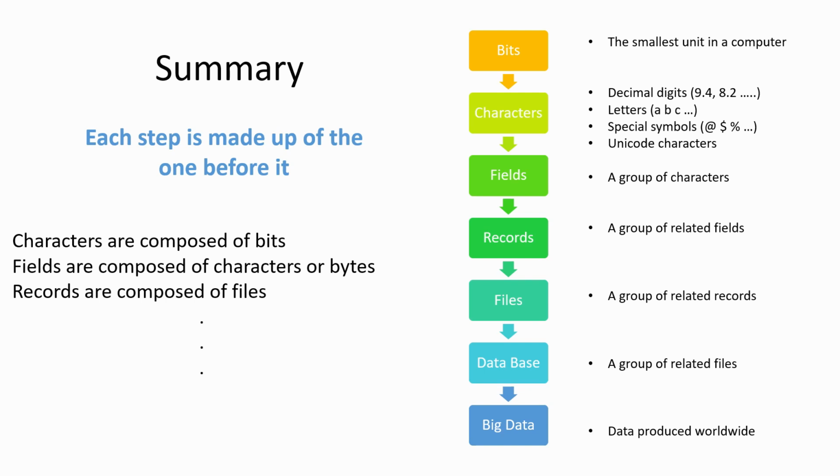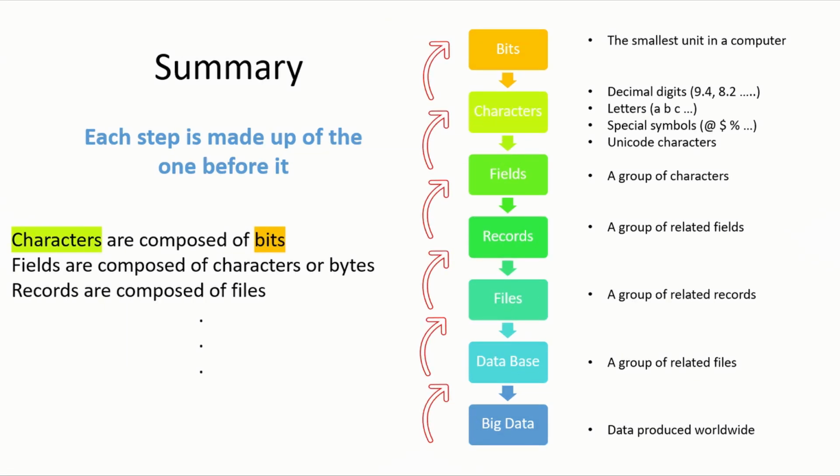To summarize the process of the data hierarchy, each step is made up of the one before it. For example, characters are composed of bits. That means that characters are made out of bits. Fields are composed of characters or bytes. Records are composed of fields, and so on until we reach big data.